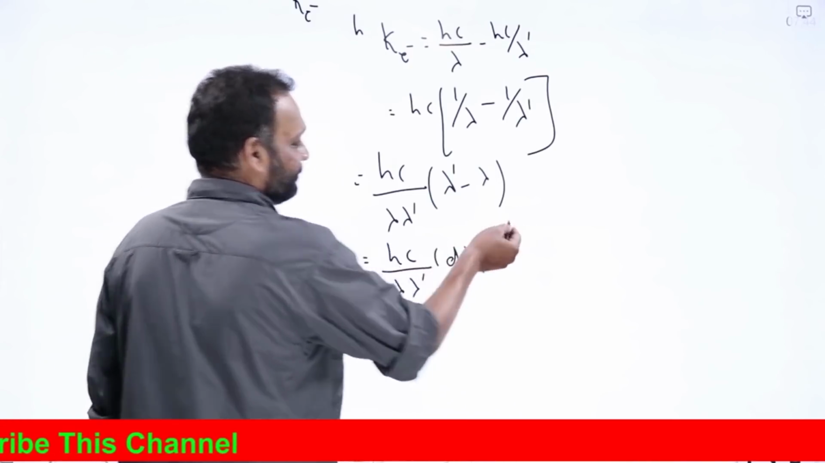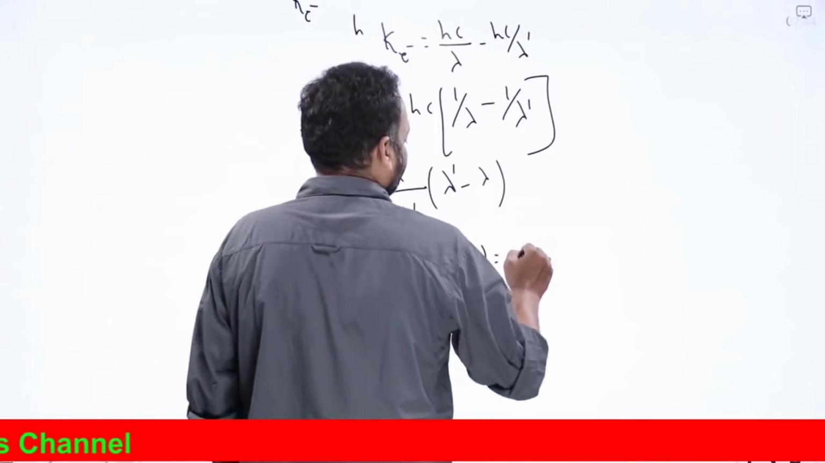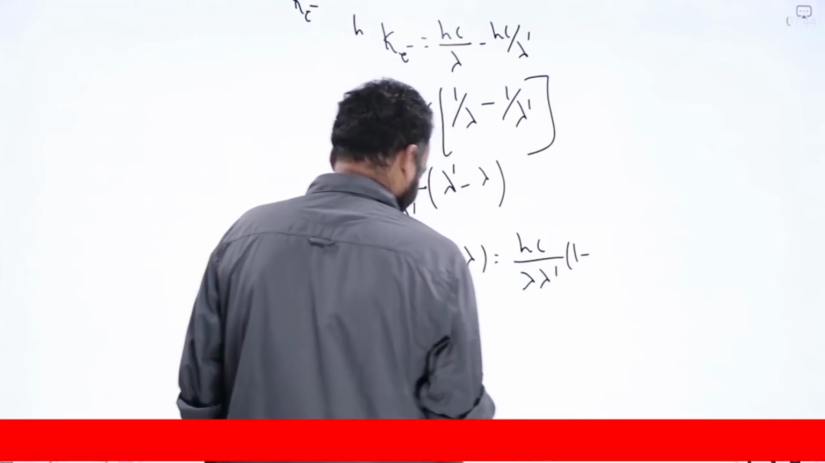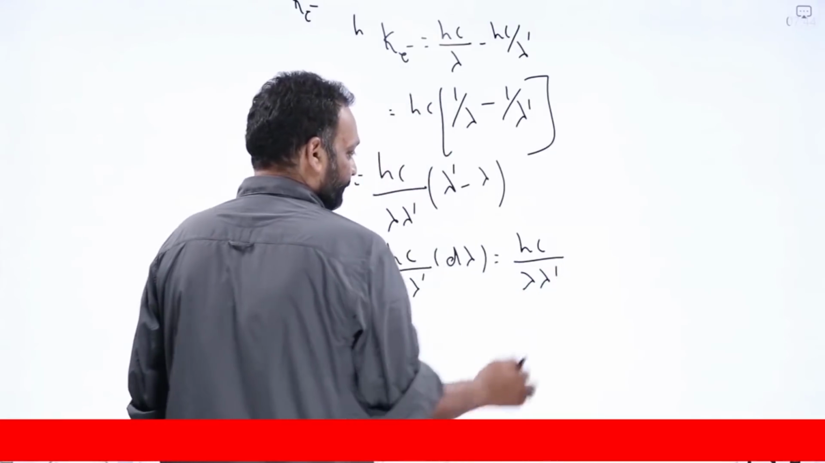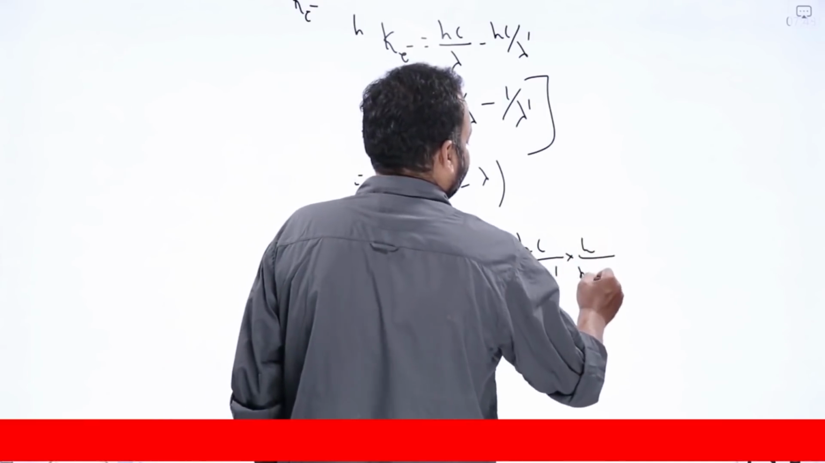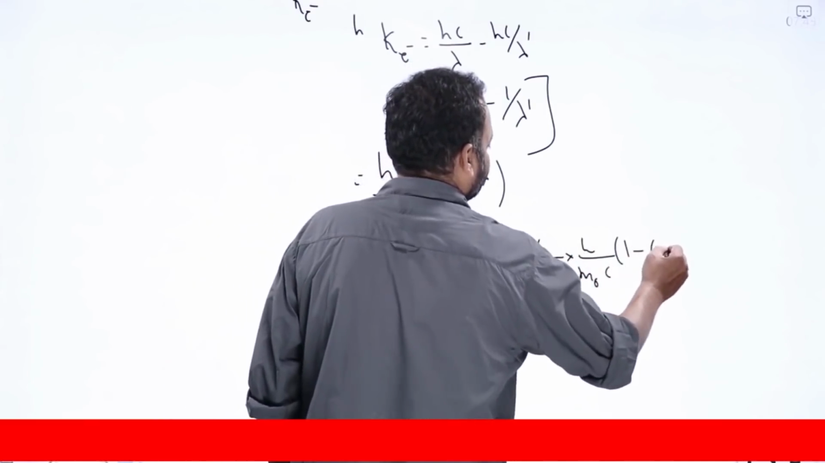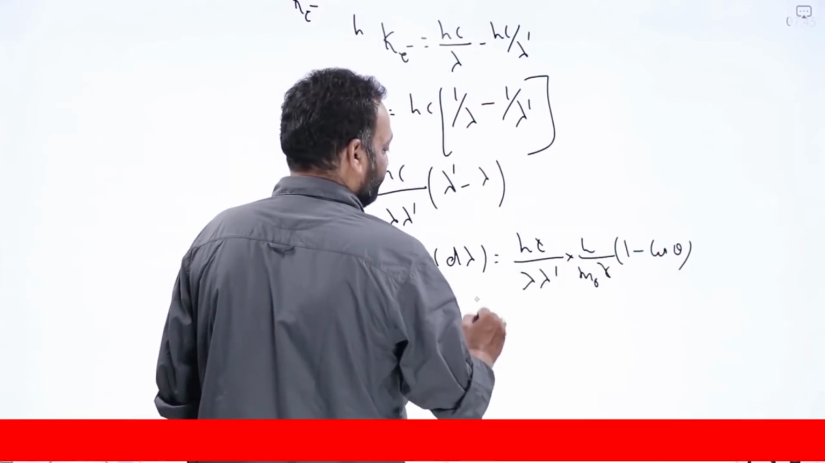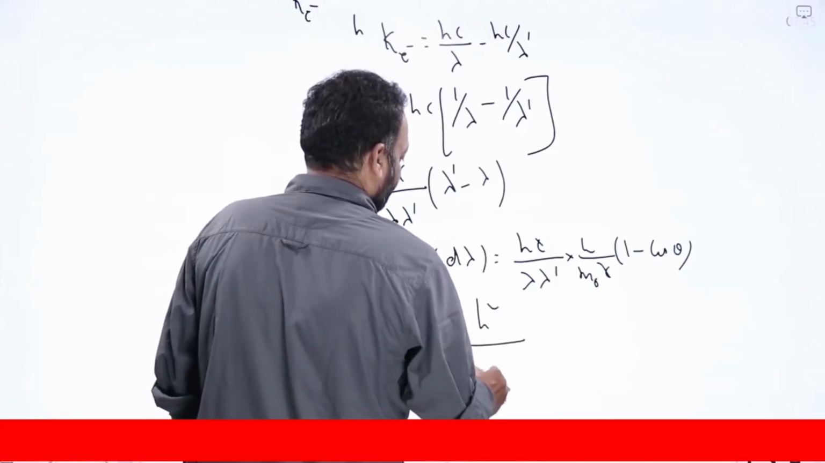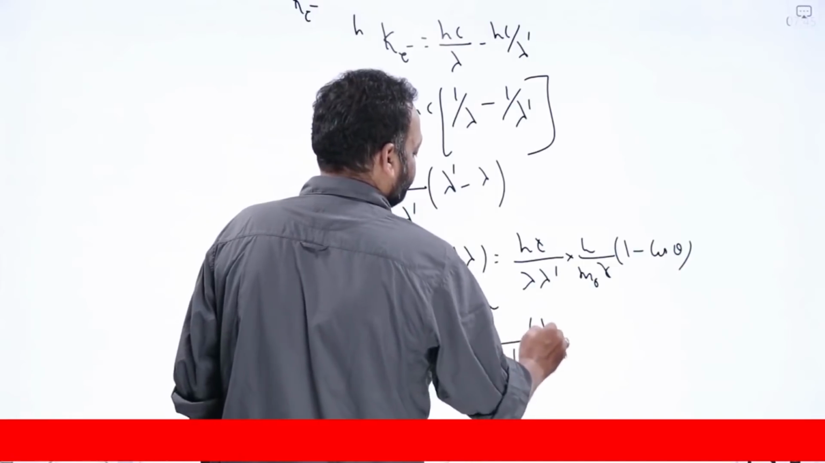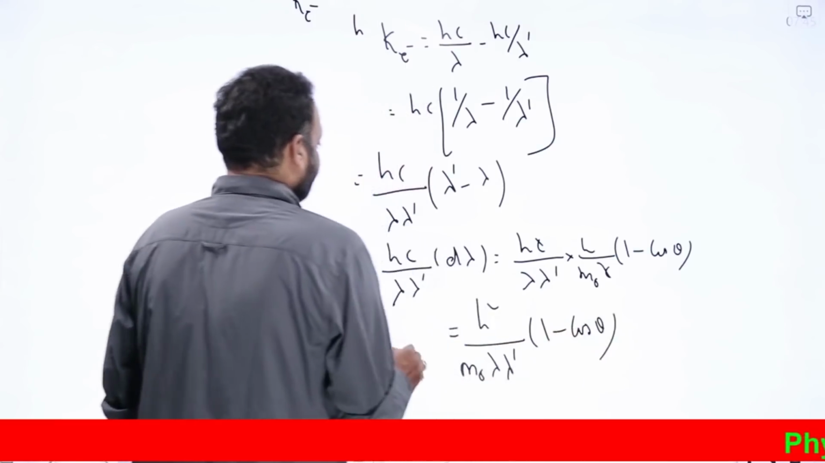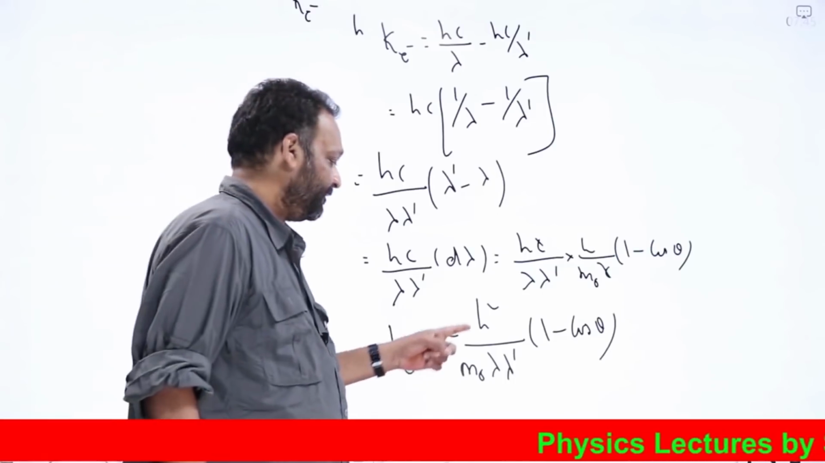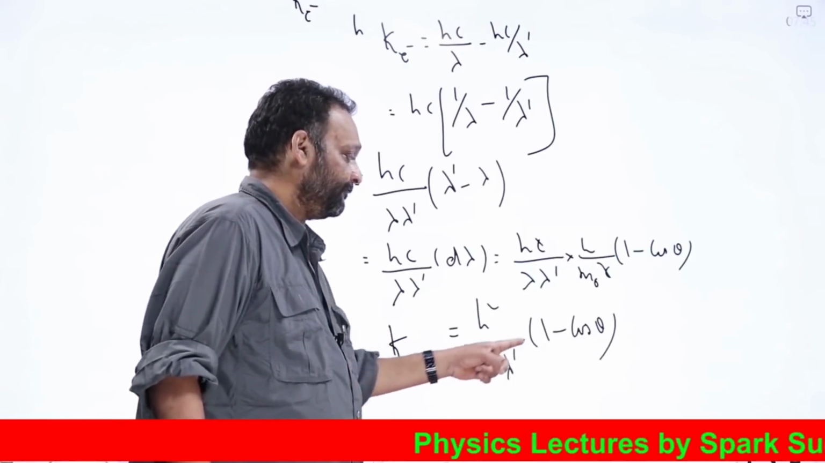What is d lambda? d lambda equal to h by m0 c into 1 minus cos theta. So hc by lambda dash into h by m0 c into 1 minus cos theta. C and c get cancelled. So if I simplify, h square by m0 lambda dash into 1 minus cos theta. That is the kinetic energy of the recoil electron. The expression for the kinetic energy of the recoil electron is h square by m0 lambda dash into 1 minus cos theta.